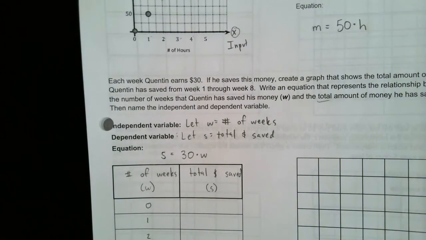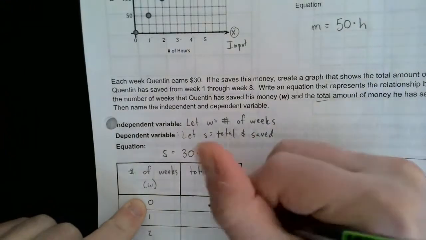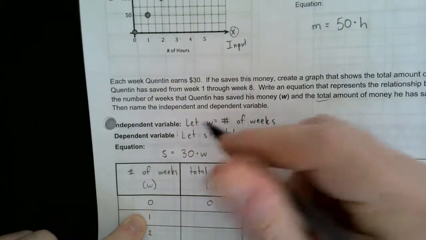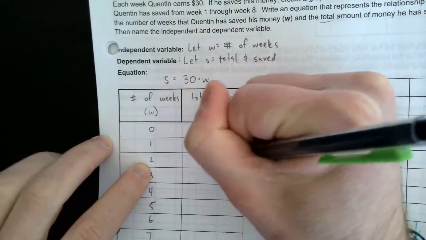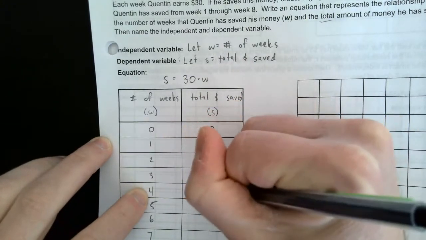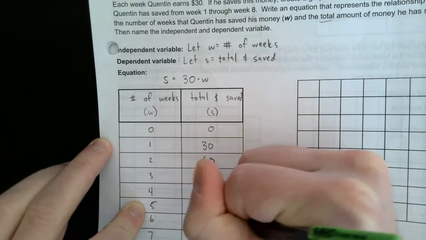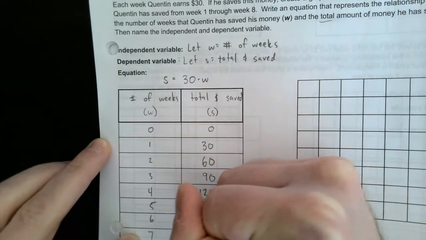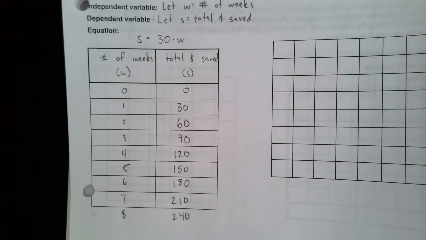All right, let's do it. So after 0 weeks, Quentin will earn $0. 1 week, 30 times 1 is 30. 2 weeks, 60. 3 weeks, 90. It's going up by 30. Every week he's earning 30 more. 120, 150, 180, 210, 240. There it is. All right, let's make this graph.